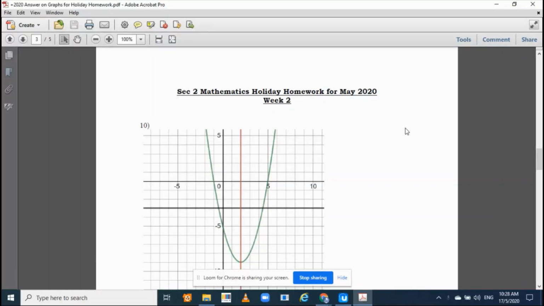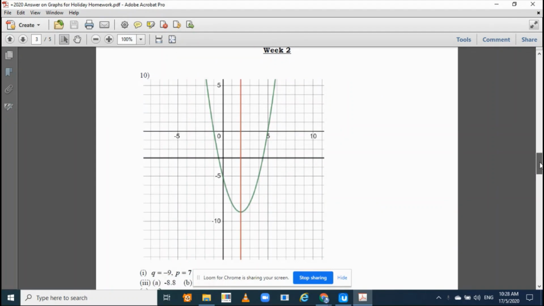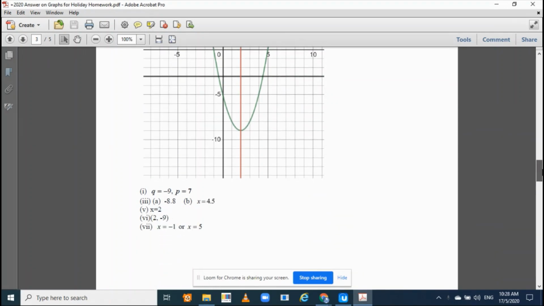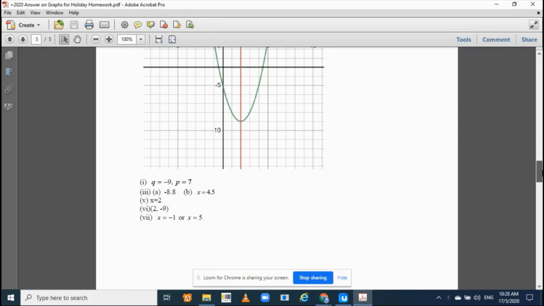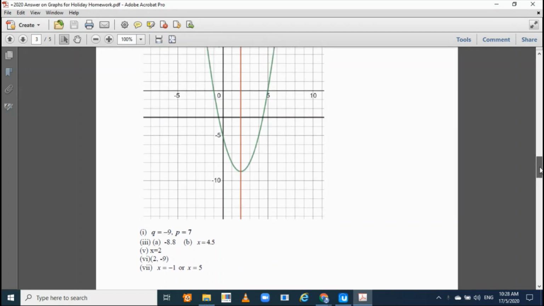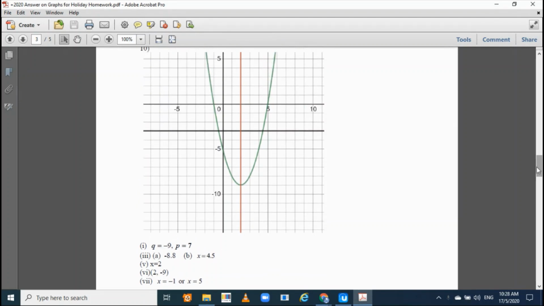For the answer for question 10, this is a graph that you should get. And then these are the values for all the answers for the various parts. Check and see if you're getting the same answer.